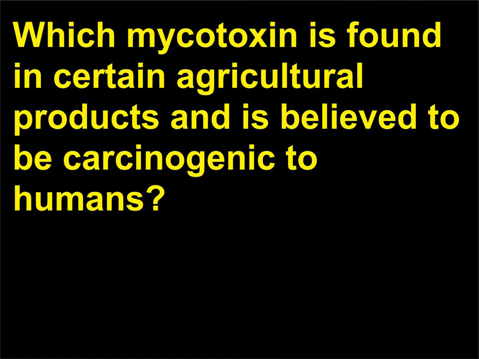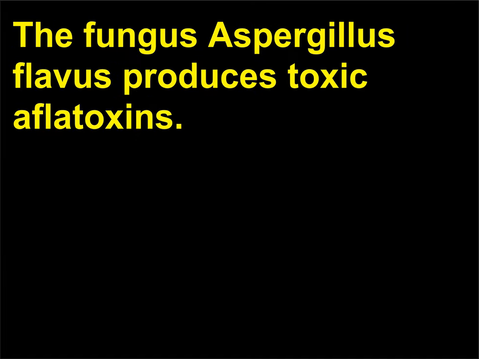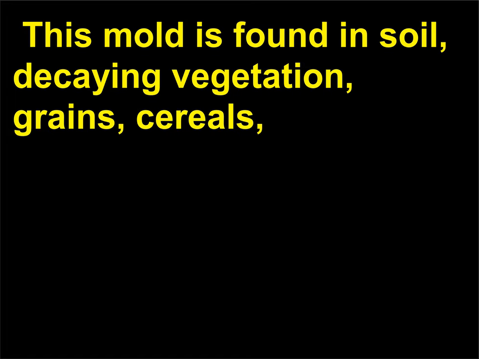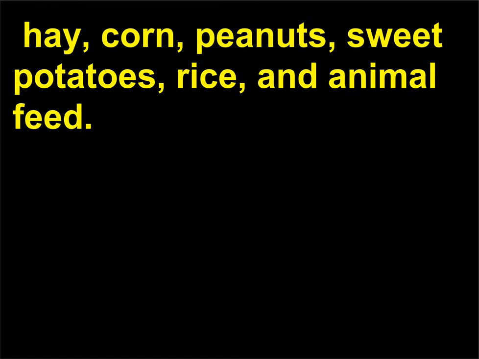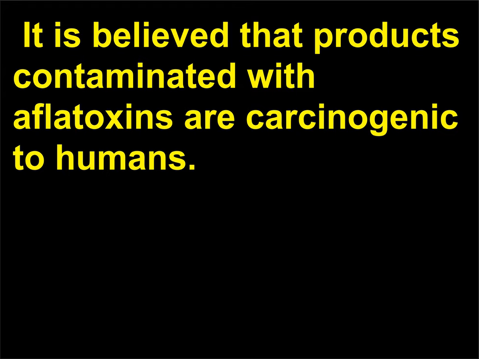Which mycotoxin is found in certain agricultural products and is believed to be carcinogenic to humans? The fungus Aspergillus flavus produces toxic aflatoxins. This mold is found in soil, decaying vegetation, grains, cereals, hay, corn, peanuts, sweet potatoes, rice, and animal feed. It is believed that products contaminated with aflatoxins are carcinogenic to humans.